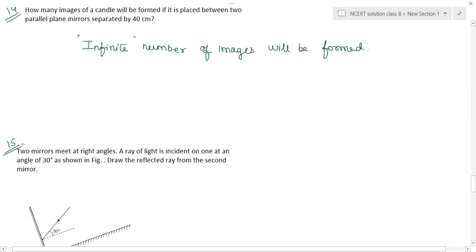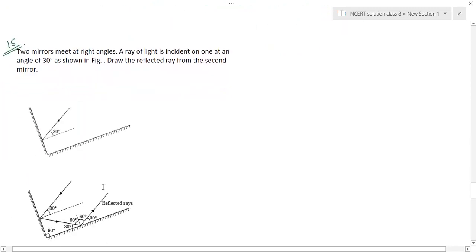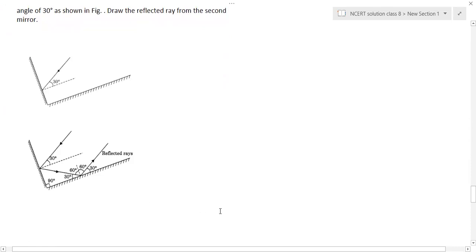15th question. If two mirrors meet at a right angle, a ray of light is incident on one of an angle at 30 degrees. Draw the reflected ray from the second one. See, you have to draw like this. 30 degree incident ray, 30 degree reflected ray. So that means this angle is 60 degree. And if you see this normal and this mirror are parallel lines, and this is acting as a transverse. So this would be 60 degree, this would be 30 degree.